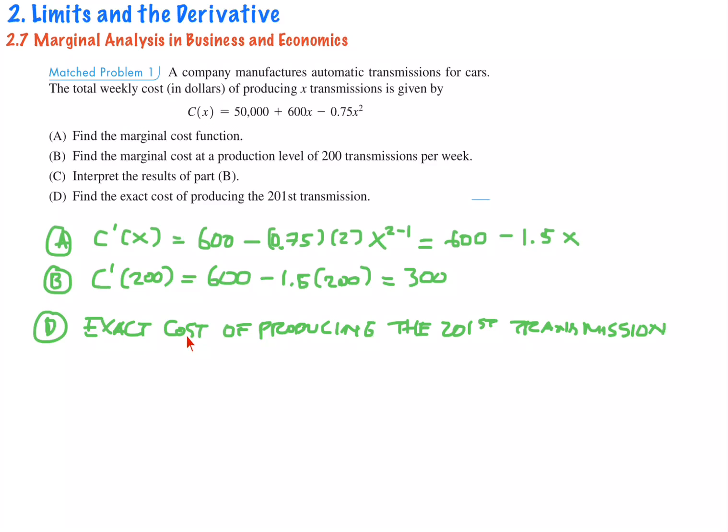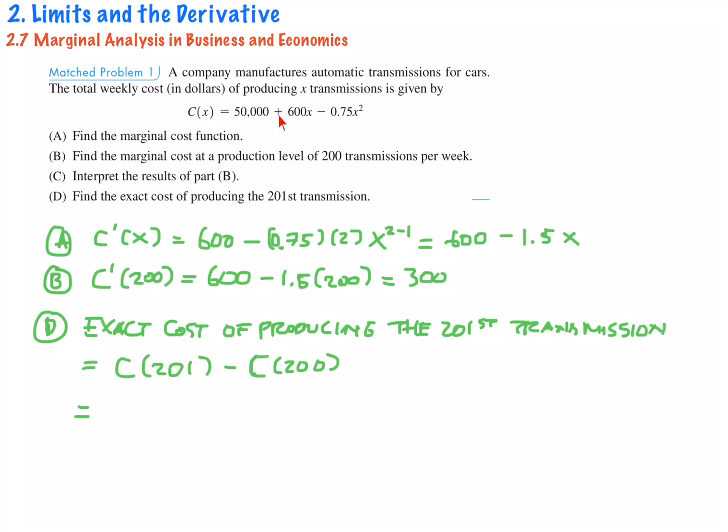When you have the increment, you have y2 minus y1, while if you have the marginal cost, that will be the differentials. Okay, so the exact cost will be equal to C of 201 subtract C of 200, if you want to find the exact cost of the 201st item. Then C of 201 will be 50,000.